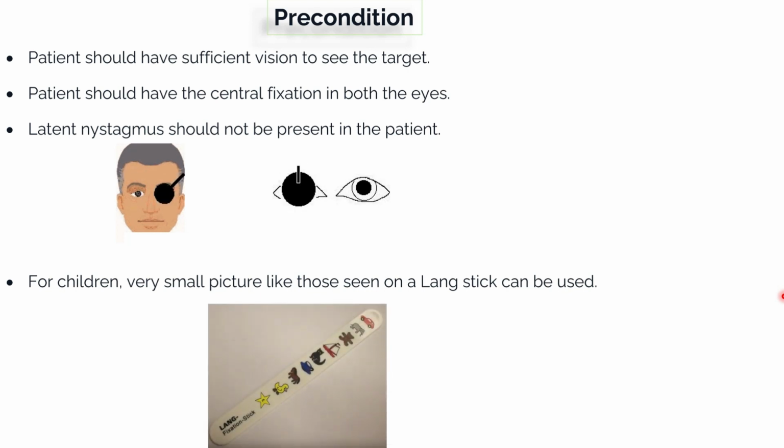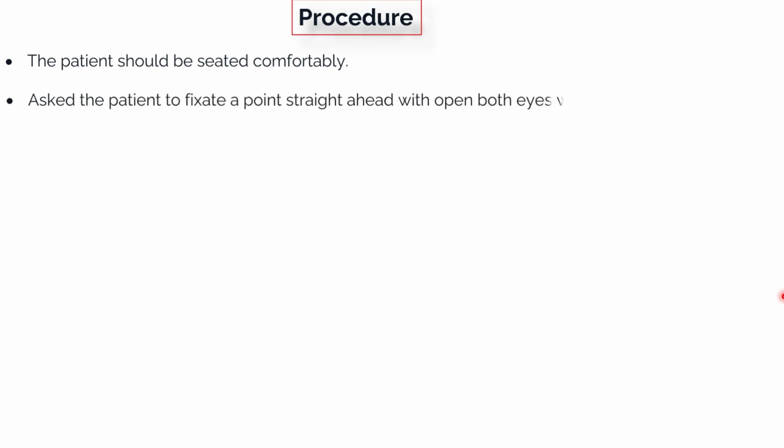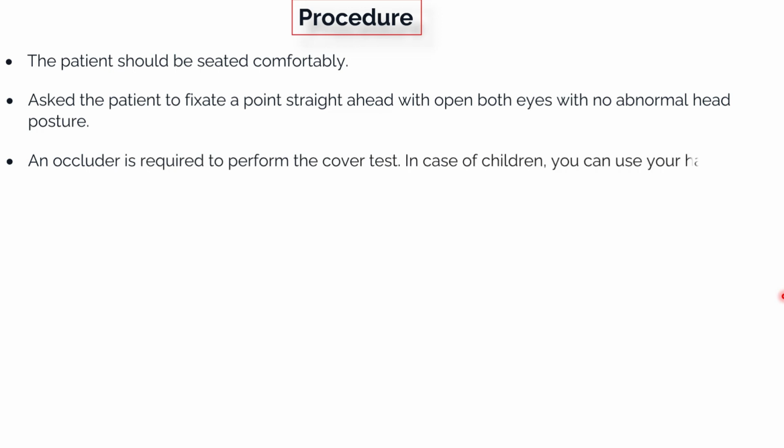Now let's know the procedure. So, the patient should be seated comfortably. Then, ask the patient to fixate a point straight ahead with both eyes open, with no abnormal head posture. Now, an occluder is required to perform the cover test. In case of children, you can use your hand to cover either eye to avoid scaring the child.